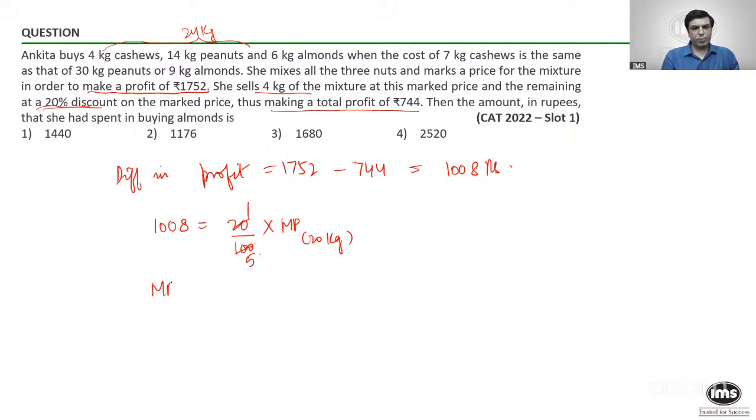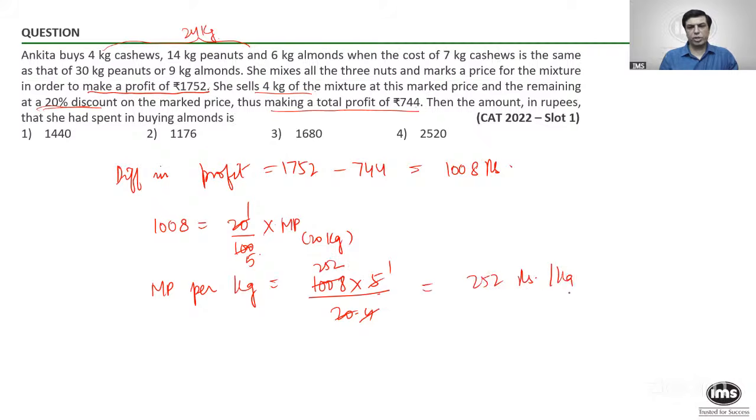So what is the mark price per kg? It is nothing but 1008 into 5 divided by 20, right? So that is 252. Okay, so 252 rupees per kg was the mark price. And we know that she had created a total of 24 kg mixture. So she was supposed to sell the whole thing at 252 rupees per kg into 24. How much is that? That is 6,048. So she was supposed to sell the whole thing at 6,048 rupees.